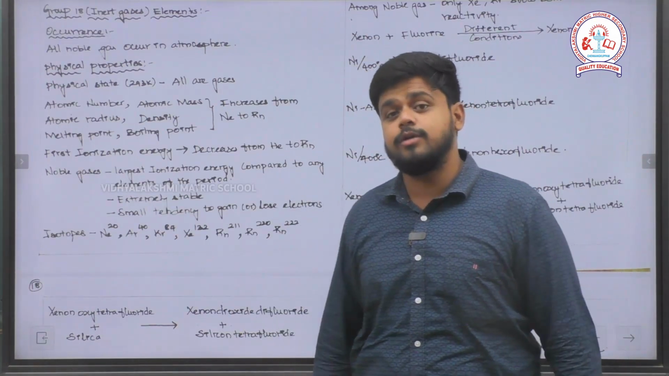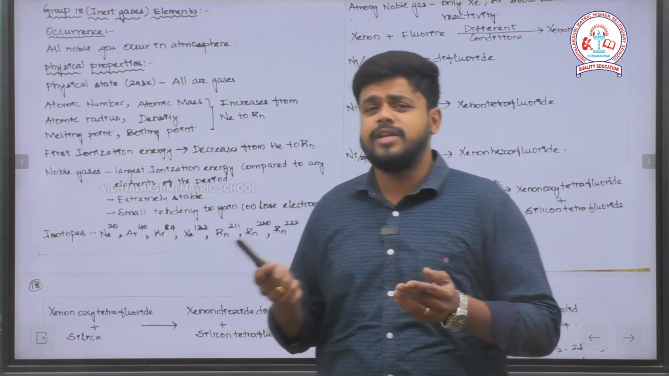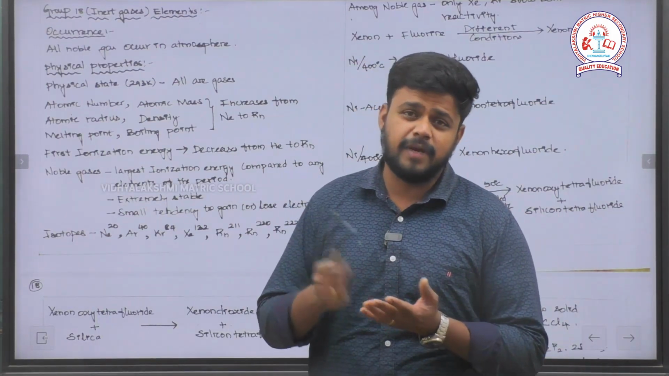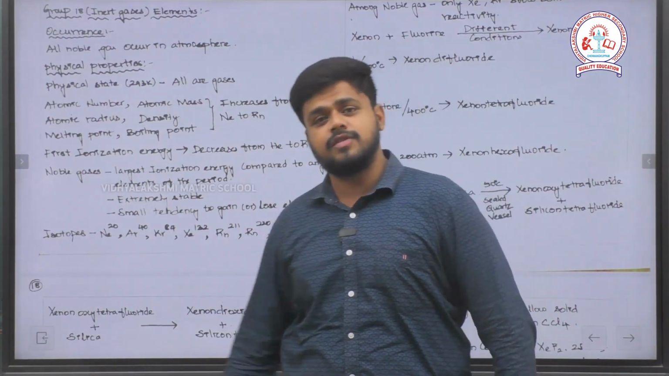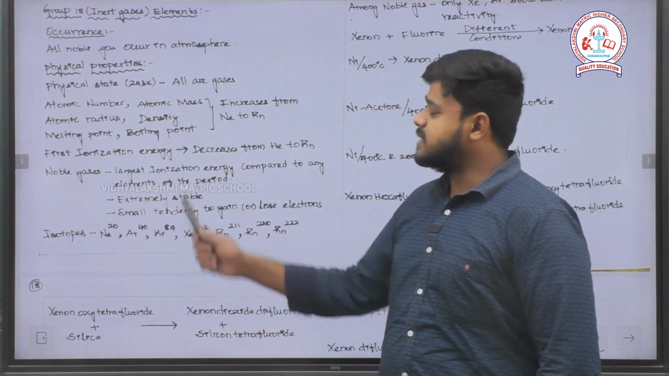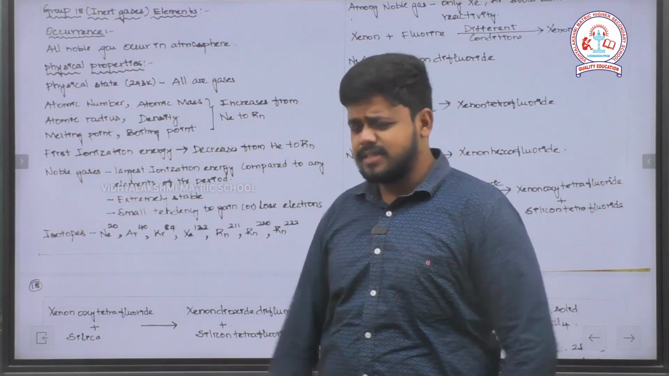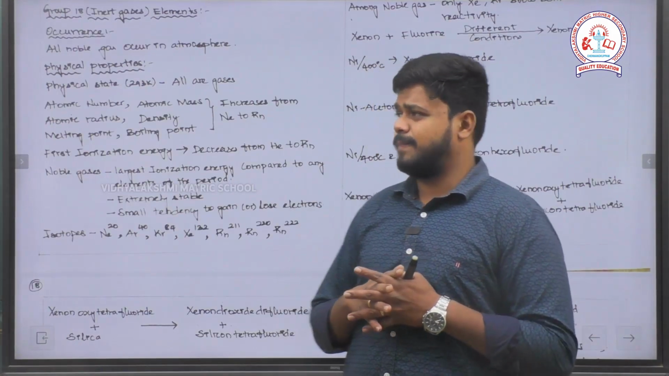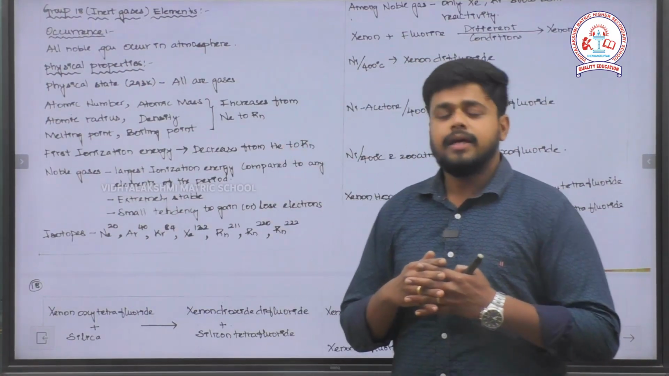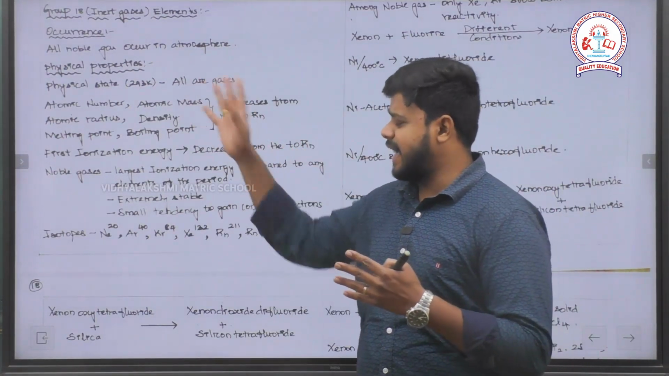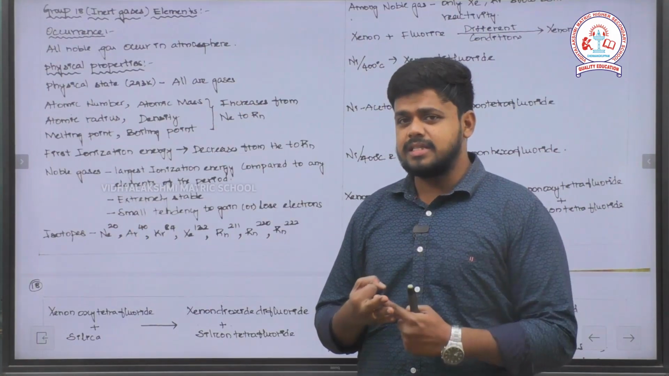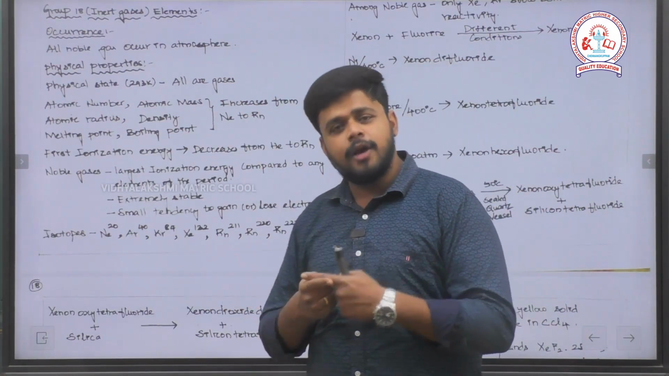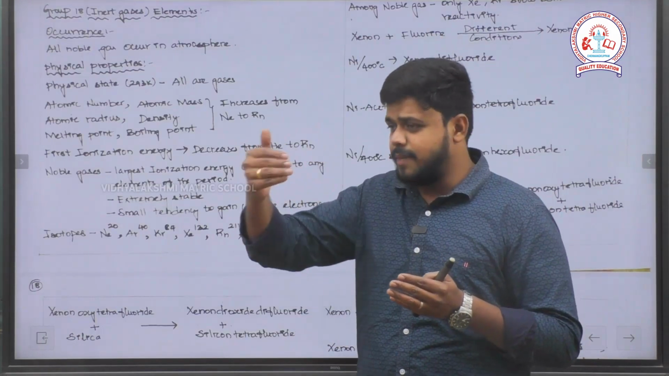Group 18 also includes oganesson, but that has not been dealt with as much. We are dealing with the rest of the elements of this group 18. Regarding occurrence, it exists in the atmosphere in the form of a gas. Regarding its physical state, at room temperature it exists as a gas. Atomic number, atomic mass, density, melting point, boiling point, everything increases from helium to radon.